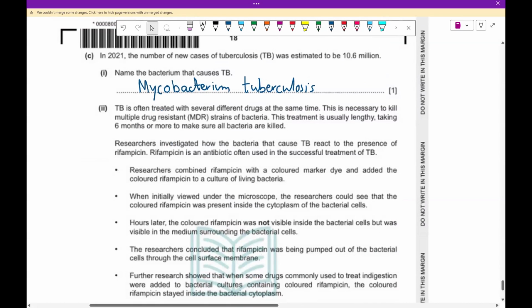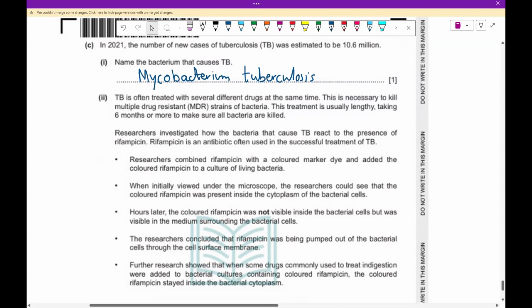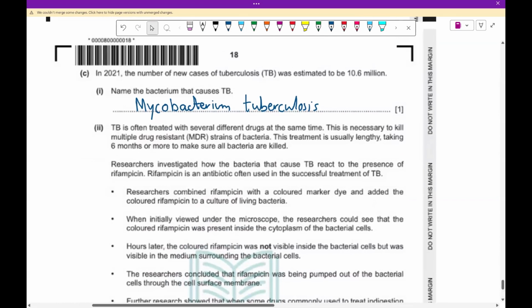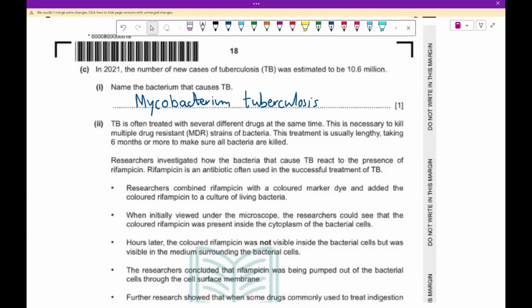TB is often treated with several different drugs at the same time. This is necessary to kill multiple drug-resistant strains of bacteria, which is lengthy, taking 6 months or more to make sure all bacteria are killed. The bacteria causing TB react to the presence of rifampicin. Rifampicin is an antibiotic often used in successful treatment of tuberculosis.